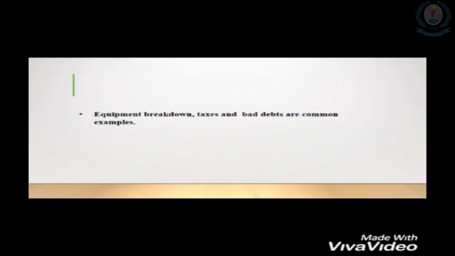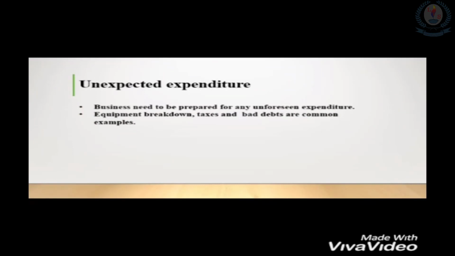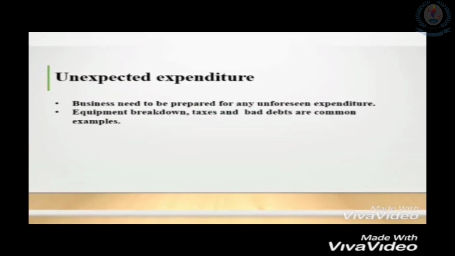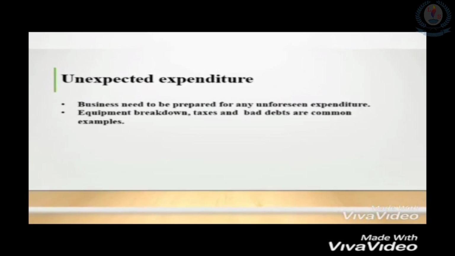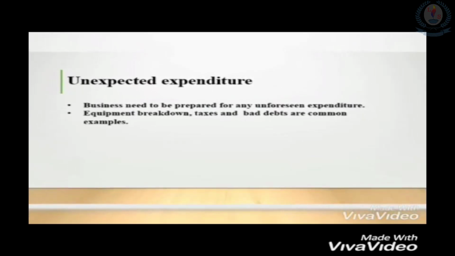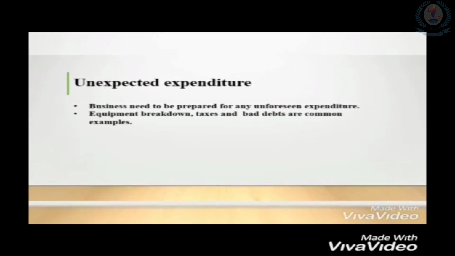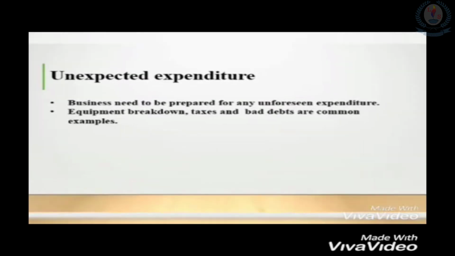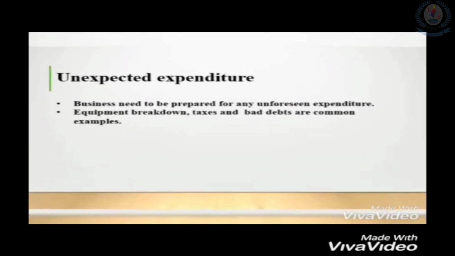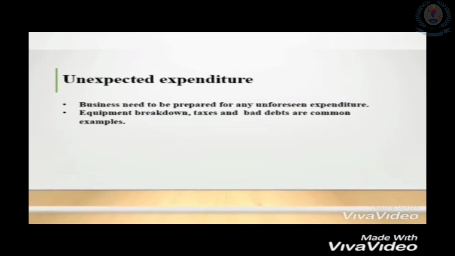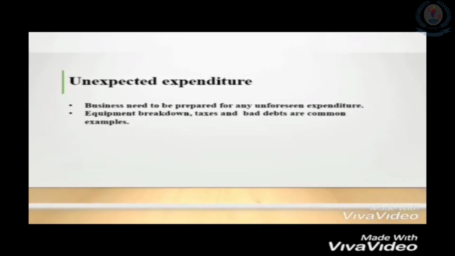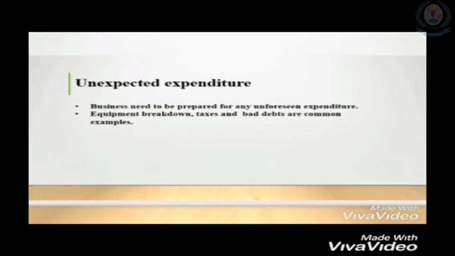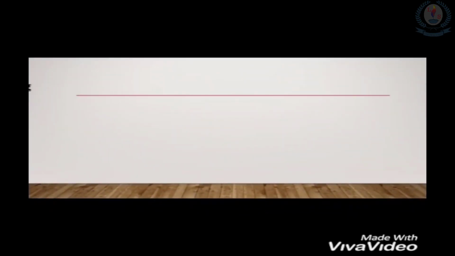And the next is unexpected expenditure, or spending too much beyond their capacity. Businesses need to prepare for any unforeseen expenditures. If a business suddenly faces a problem, they have to allocate some amount of money to deal with it. And the next one is overborrowing.